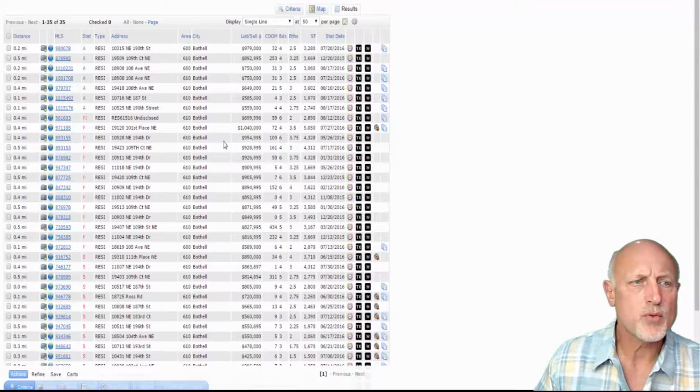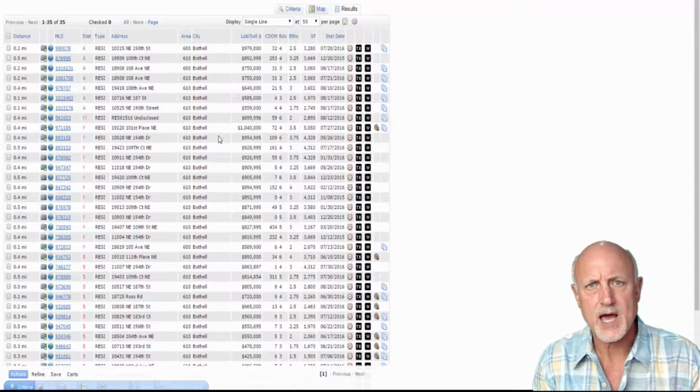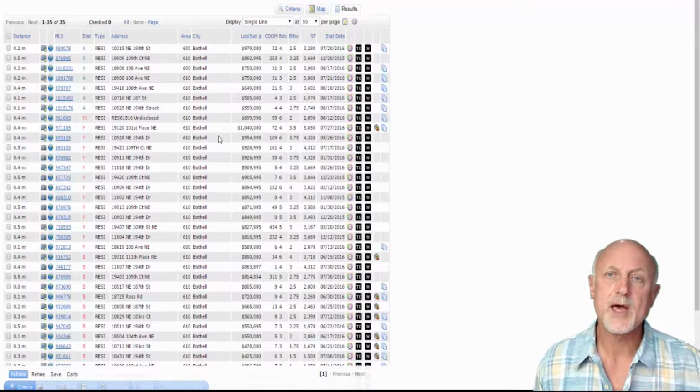But I can have the software reduce that down even further for me, because I can tell it, give me a range of bedrooms, give me a range of square footage, give me a range of lot size, give me a range on the year built, that sort of thing. So that'll help narrow this down.